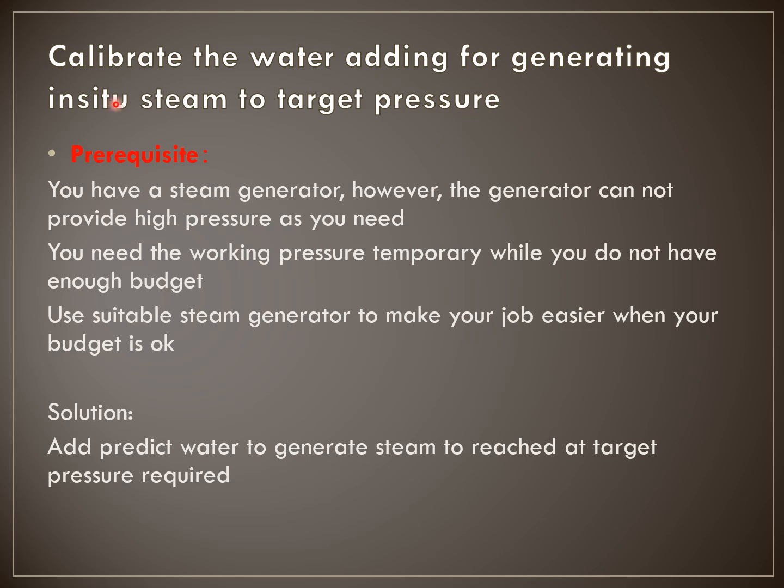The prerequisite for this operation is that we already have a steam generator, but the steam generator cannot generate the pressure we require, and at the same time we don't have the budget to buy a new steam generator, so we have to generate in situ steam with the simple way that we propose. Then we only use this solution to generate steam in the in situ reactor to our target pressure. Otherwise, the best way is to use a steam generator, which is much more convenient and safer.